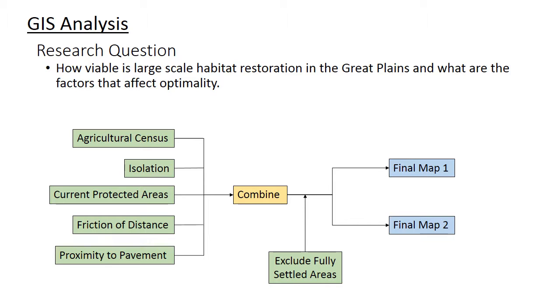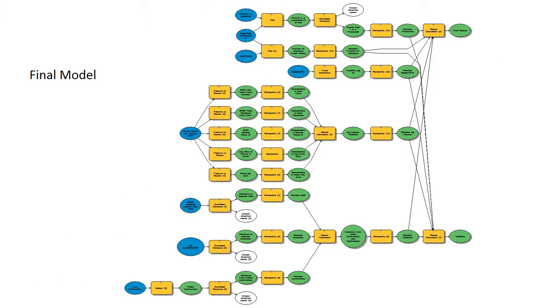Then, I will use GIS to determine where these viable lands are located. This will be done by combining them into two final maps. This is the model that I used for this project. By examining each of the model's components, it'll be way easier to understand how the variables were utilized.